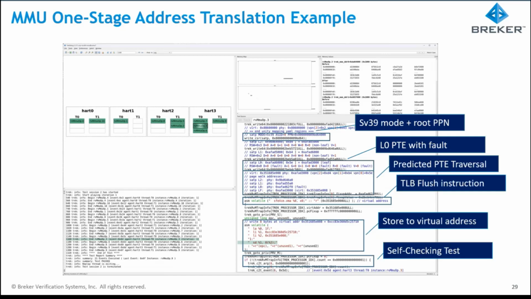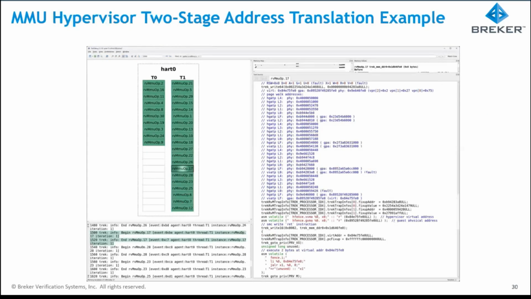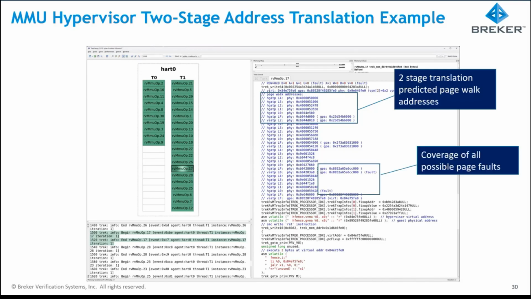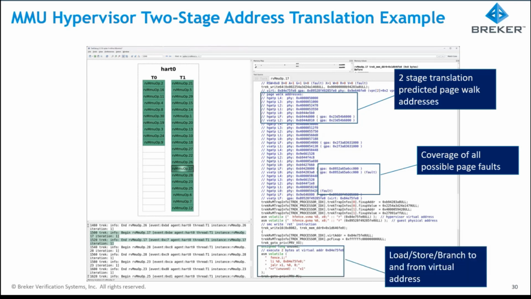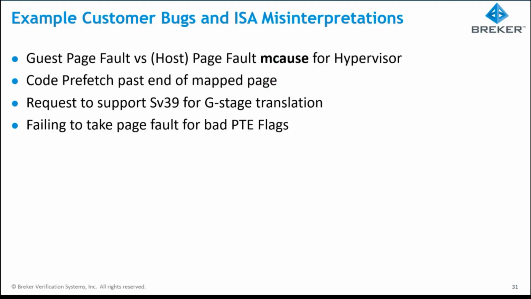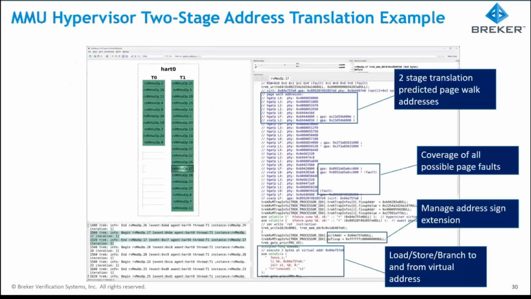And if we go to a two-stage system, the test looks something like this, where you actually can walk through the tables, check the coverage built into the test, do the load, store, and branch instructions to and from the virtual addresses that have been set up, manage the sign extensions, and somewhere in there's a check as well. So this is actually what the test ends up looking like after you've walked this graph.